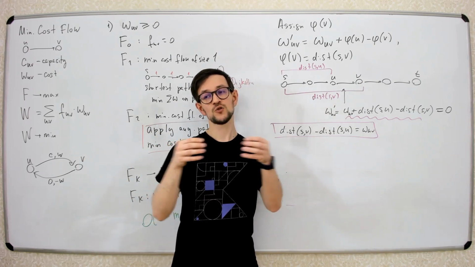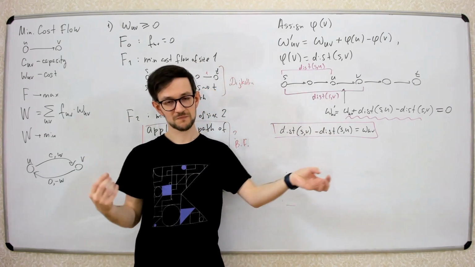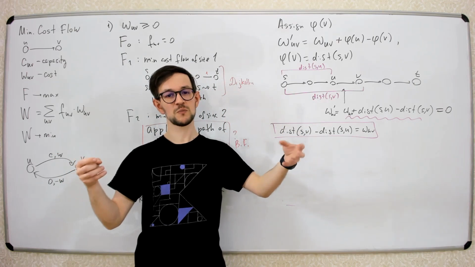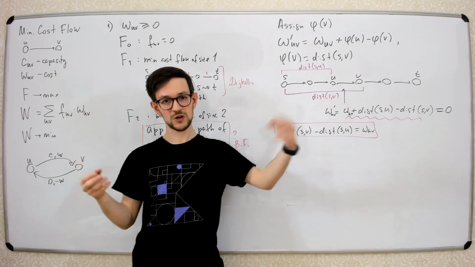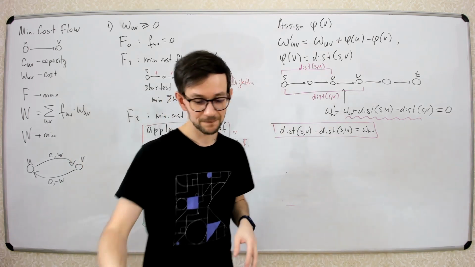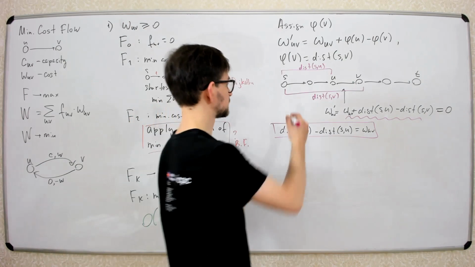Again, you assign the potential as the distance. If you take the shortest path, then the length of this path will be, in the modified graph, decreased by the distance. So it must contain all the zeros. Okay. So we have many edges and all costs of these edges are zeros.